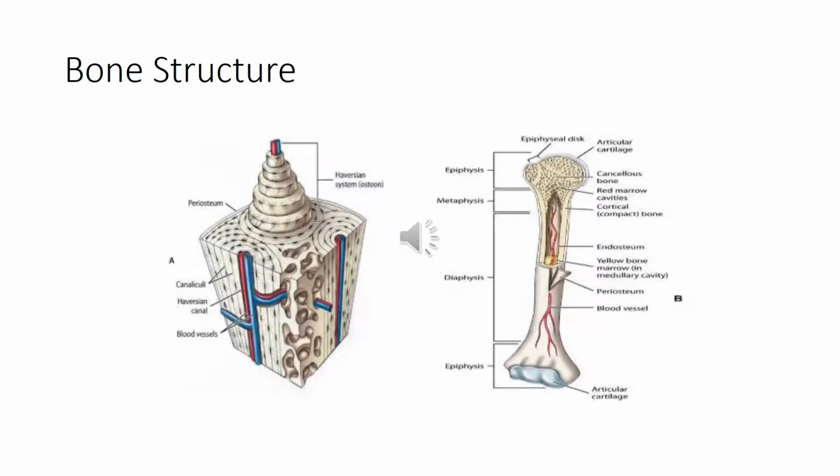So each long bone consists of the epiphysis, which is the end of the bone, the widened area, the diaphysis, which is the long part of the bone, and the metaphysis, which is the part that starts widening before we get to the end, or the epiphysis.